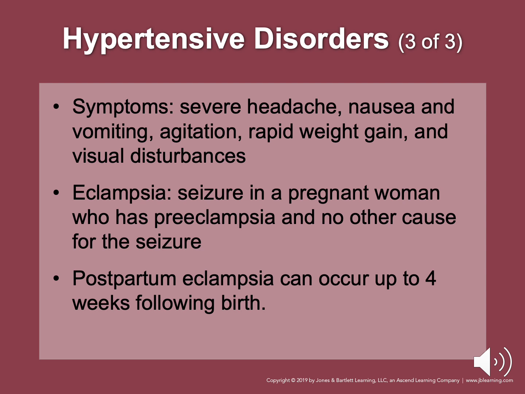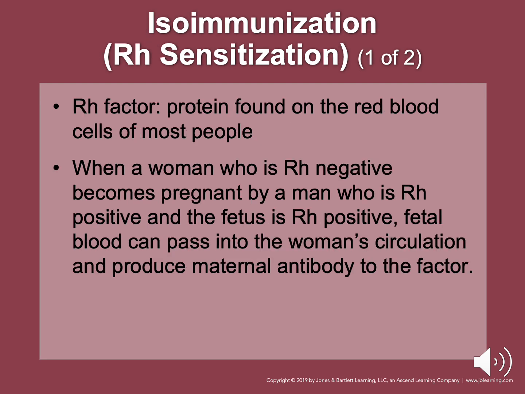RH sensitization. RH factor is a protein found in the red blood cells of most people. When a woman who is RH negative becomes pregnant by a man who is RH positive and the fetus is RH positive, fetal blood can pass into the woman's circulation and produce maternal antibody to the factor, normally not a factor in the first pregnancy.